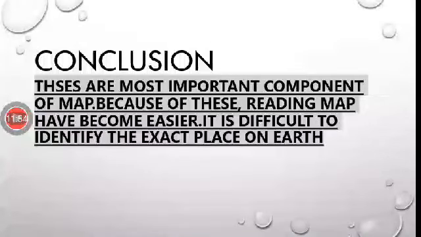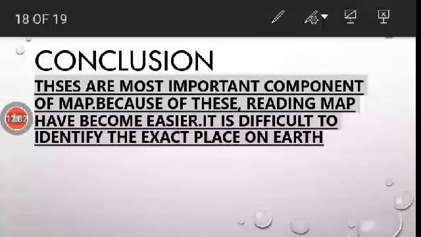Conclusion. This is the most important component of a map. Because of this, map reading has become easier. It is difficult to identify the exact place on Earth.